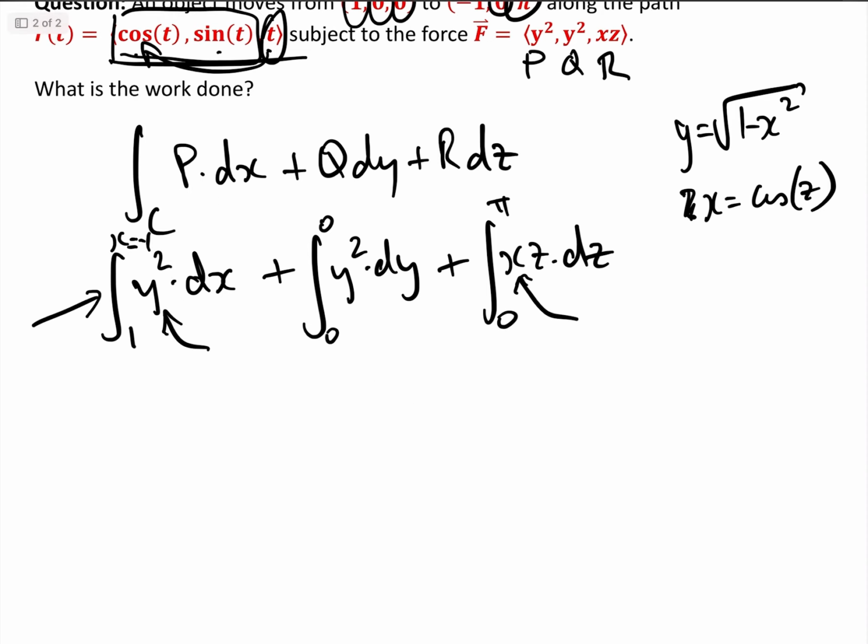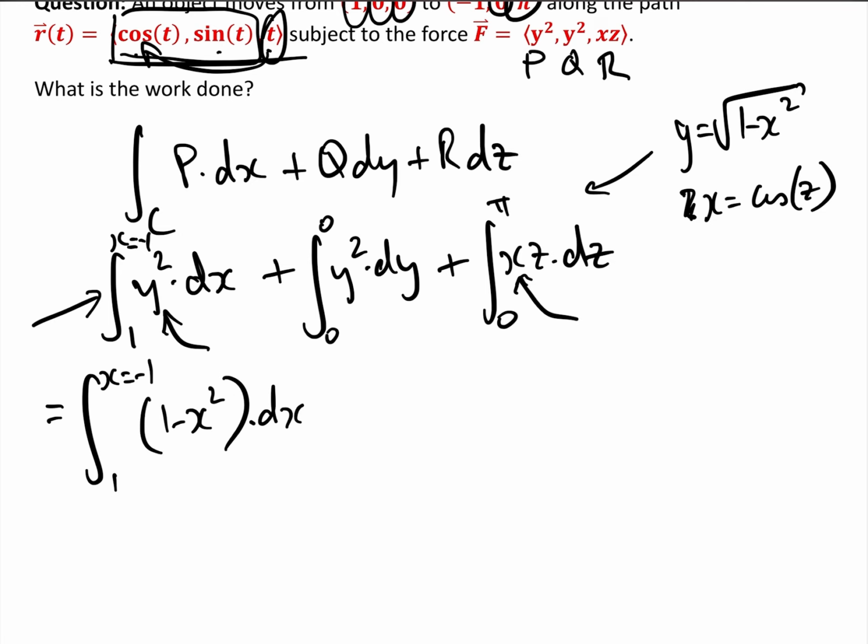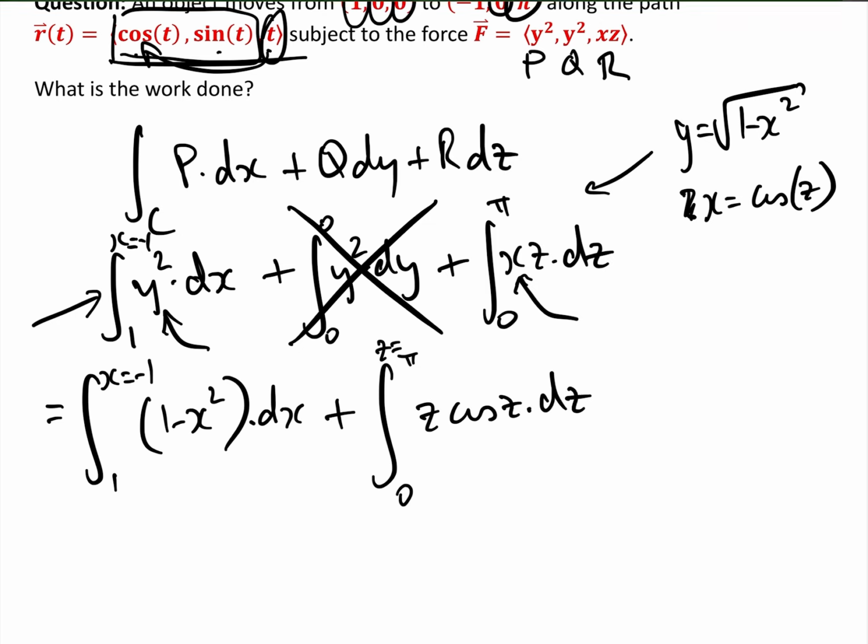So we can put these two into there, and that gives us the integral x equals 1 to minus 1 of y squared, which is 1 minus x squared, dx. Good, now that's all in terms of x. Add, well, the integral between 0 and 0 we don't have to bother about because we know that's going to be 0. So let's move straight on to z. That'll be the integral between z equals pi and 0 of z cos z dz. Good, so now we've got this integral in terms of x and this integral in terms of z.